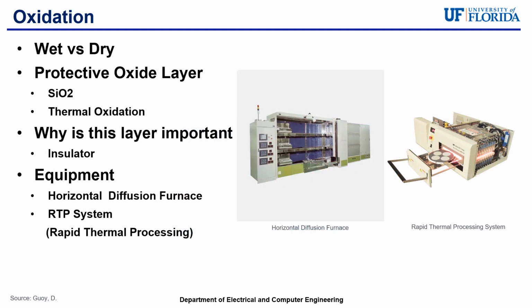Next step in the semiconductor fabrication process is the oxidation process. Oxidation can be done in two ways, wet or dry. Both methods are used to create a protective oxide layer on the surface of silicon wafers. This protective layer is made up of silicon dioxide, or SiO2, and is formed through a process called thermal oxidation. This involves exposing the silicon wafer to oxygen at high temperatures.